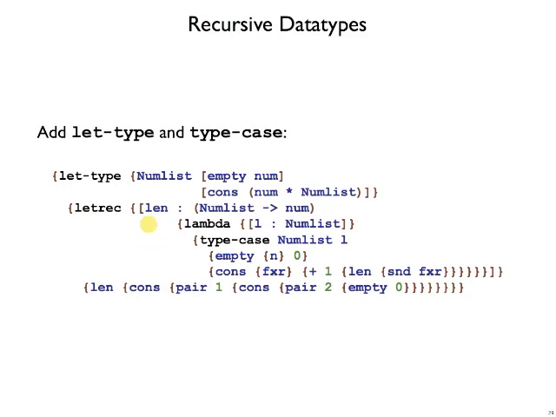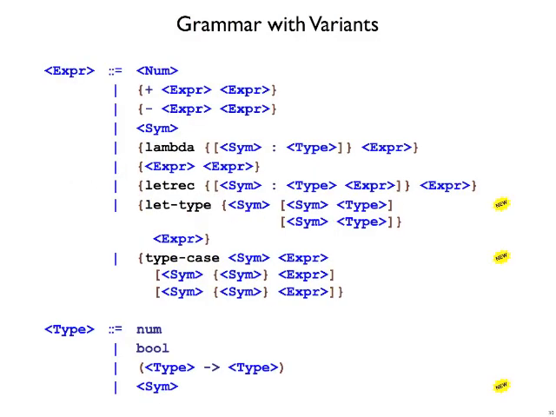So you can see we can write recursive length because we have letrec, but we need a recursive num data type, and that requires let-type and type-case. So our new grammar is going to look like this. We'll keep letrec, but we'll add in let-type and type-case, which are simplified compared to PLAI Typed, in that there's always only two variants, and we don't bother naming the fields inside of a variant. We just give the field a type.